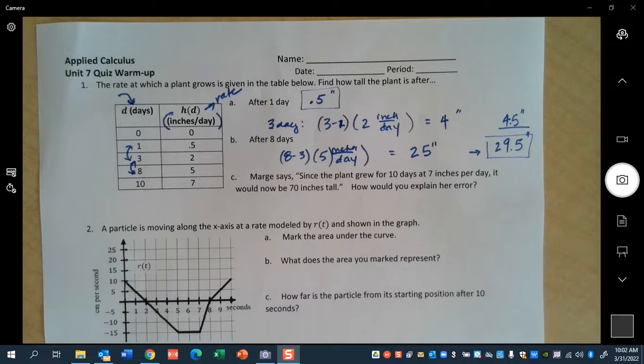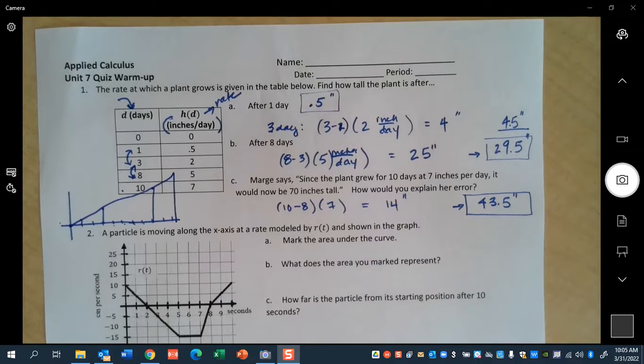Okay, so Marge, whoever Marge is, she's like, oh, I get it. Since the plant grew for 10 days at 7 inches per day, at the end, my plant is going to be 70 inches tall. And I'm saying, no, Marge, that's not how it works. Talk to your group mates about why that plant is not 70 inches tall. Go. Ideas for what we would tell Marge.